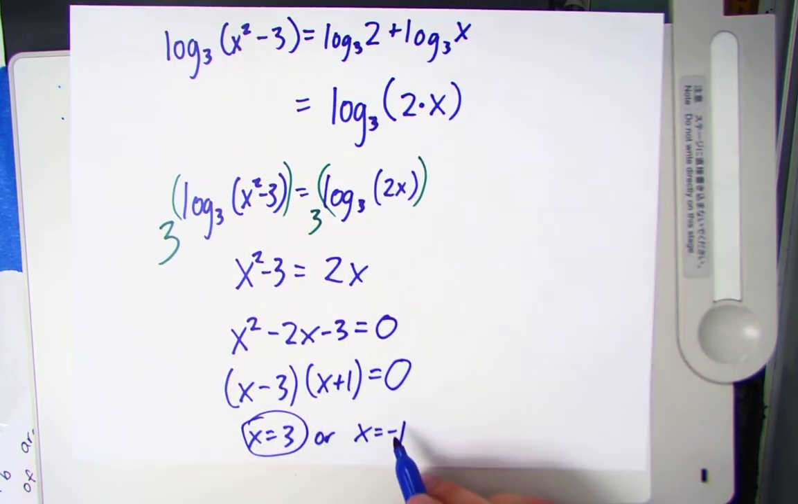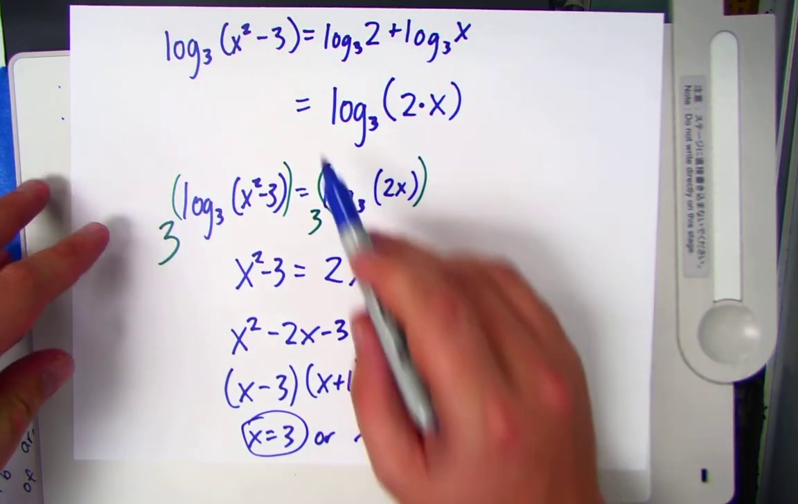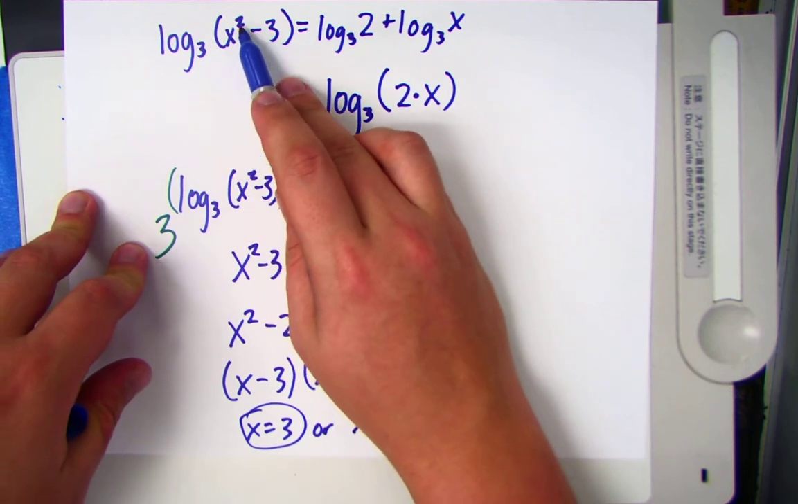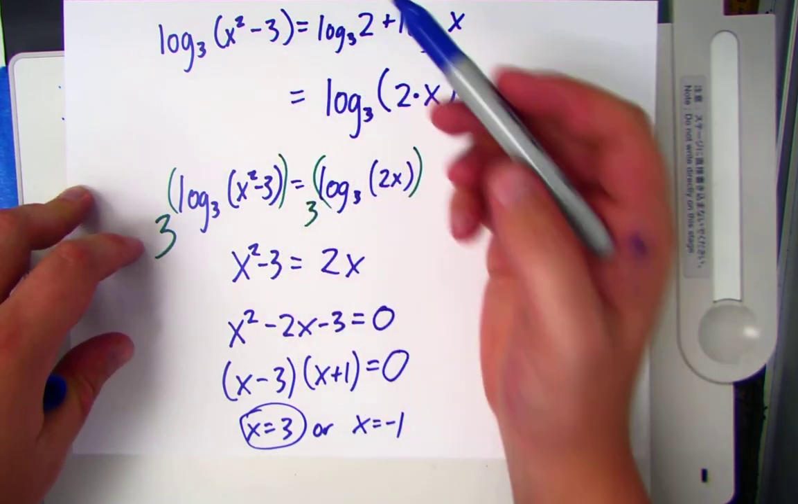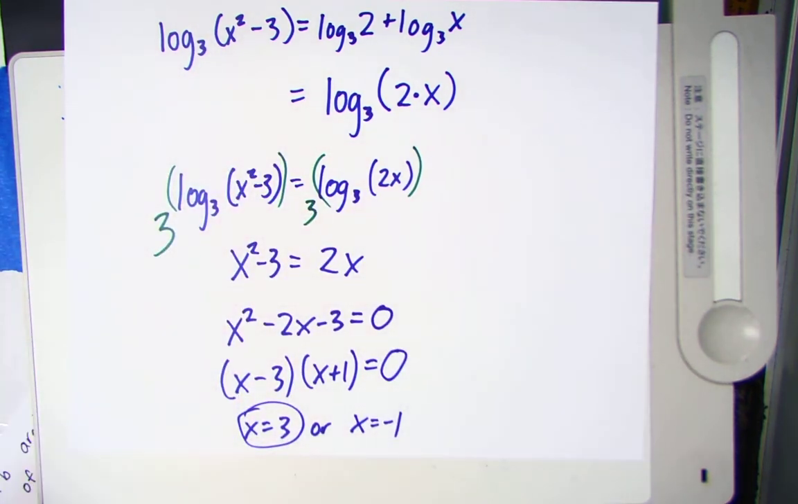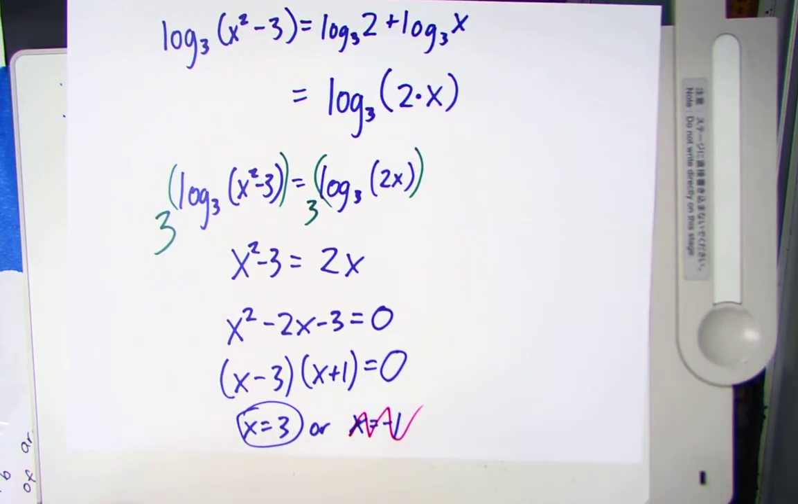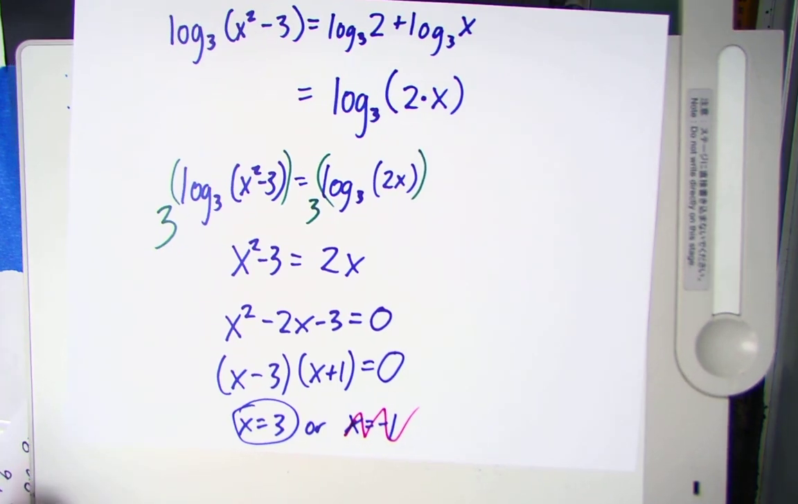If I plug in x equals negative 1, this becomes log base 3 of negative 1 squared is 1, minus 3 is negative 2. I end up with a log base 3 of negative 2, which means it's a garbage answer. I do not include that when I give the answers. On the quiz or test, if you raise your hand and say, do I write the extraneous solutions? I'm going to laugh at you. You don't need to ask that. They're extraneous. They're not correct, so don't write them. I won't actually laugh at you. I'm not that person. 3 is our solution.